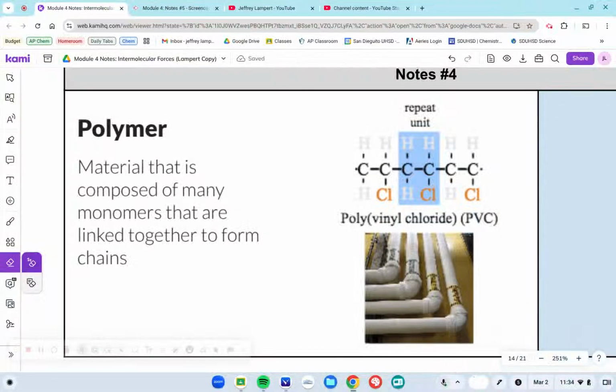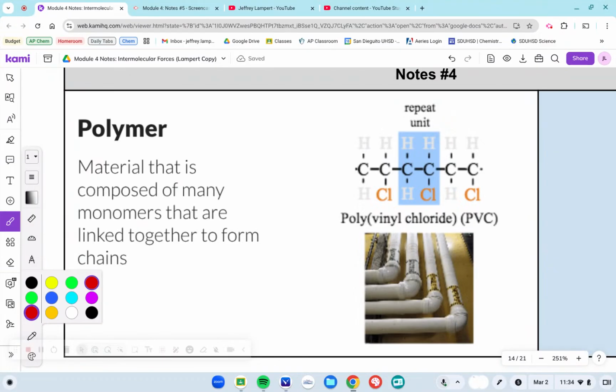All right, we're going to go ahead and go through notes number 4 in module 4 here and talk about polymers. So a polymer is just some material that's composed of many different monomers that are linked together to make a chain. So for example, over on the right here, we're looking at a polymer. This polymer is a chain of carbons going down the middle. Now on each carbon, there's either two H's or an H and a Cl.